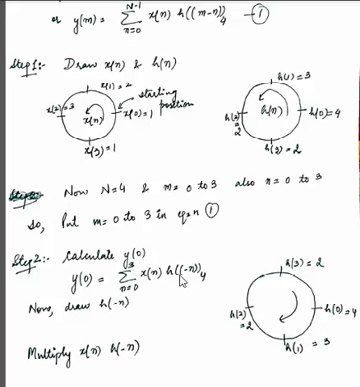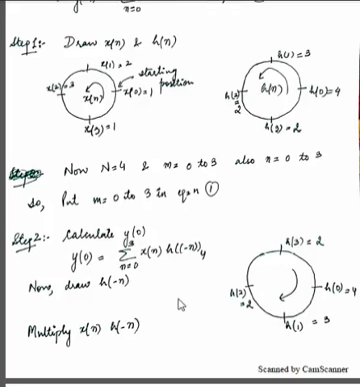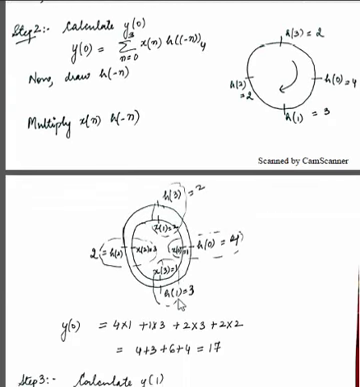Now multiply x of n with h of minus n like this. The inner circle is for x of n and the outer is for h of n. x of n is 0, 1, 2, 3 in the anti-clockwise direction, whereas h of minus n is in the clockwise direction, h of 0, 1, 2, 3. Then multiply sequence by sequence. First this sequence is multiplied, this with this, and so on. We obtain 1 into 4, 1 into 3, 2 into 3, 2 into 2.